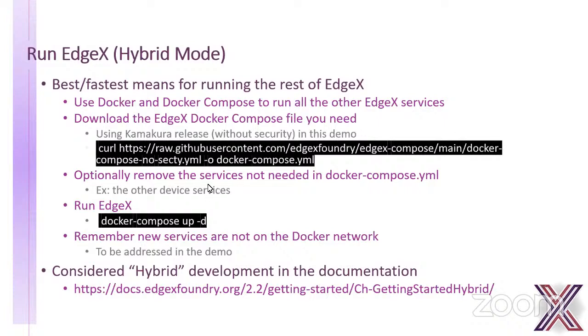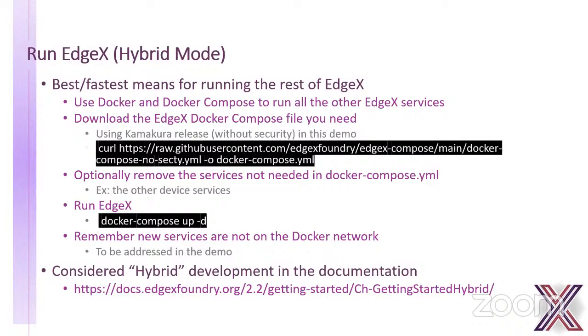I'll remove the services that I don't need from that Docker Compose file, like, for example, other device services, like the virtual device service. I'll maybe change a few things in that Compose file, and then I'll run it with docker compose up -d. If you didn't attend the introductory EdgeX Tech Talk, please do so, and you'll get a lot of the information about how to do just what I'm explaining here, how to get and run EdgeX via Docker and Docker Compose.